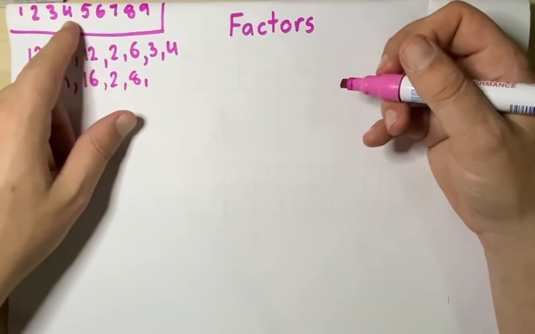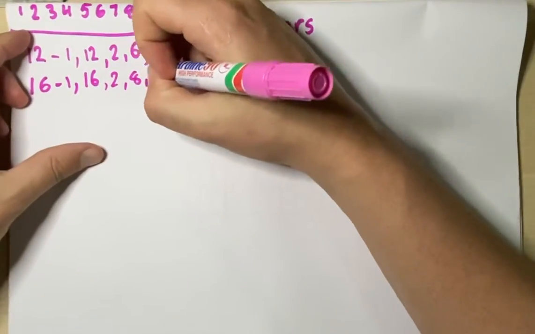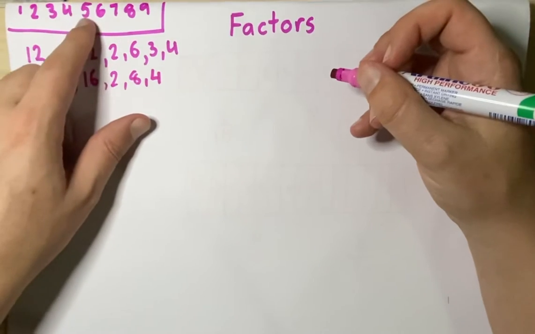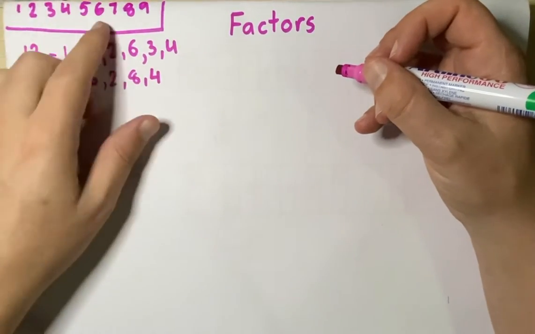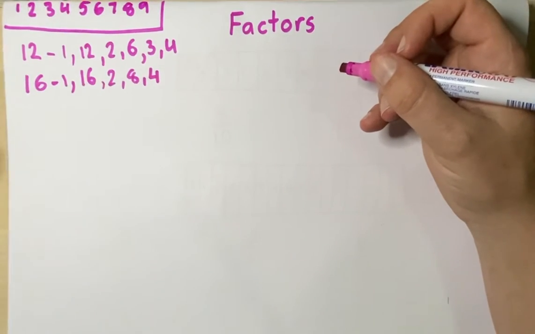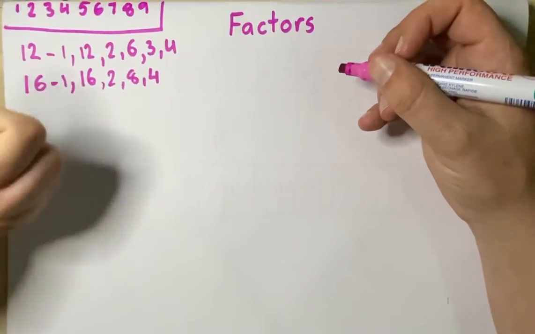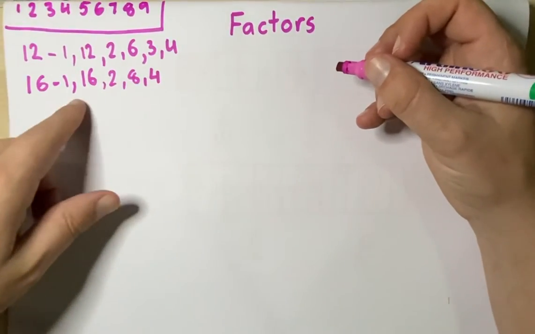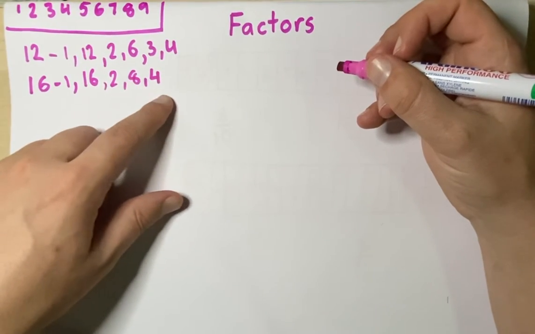No, let's test 4. 4, 8, 12, 16. So 4 times 4, so just 4 by itself. Let's test 5. 5, 10, 15, 20. No. 6, 6, 12, 18. No. 7, 7, 14, 21. No. 8, we've already got 8. 9, 9, 18. No. So the factors of 16 are 1, 16, 2, 8, and 4.